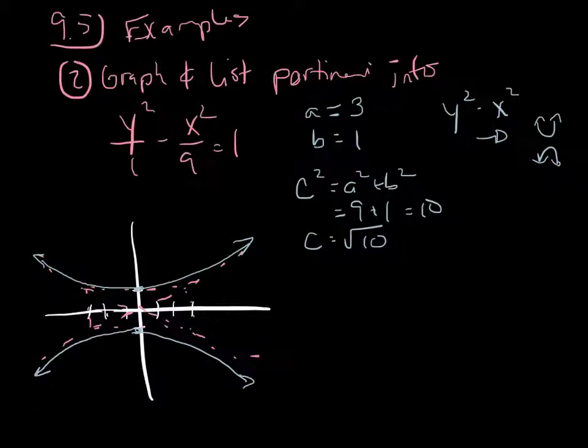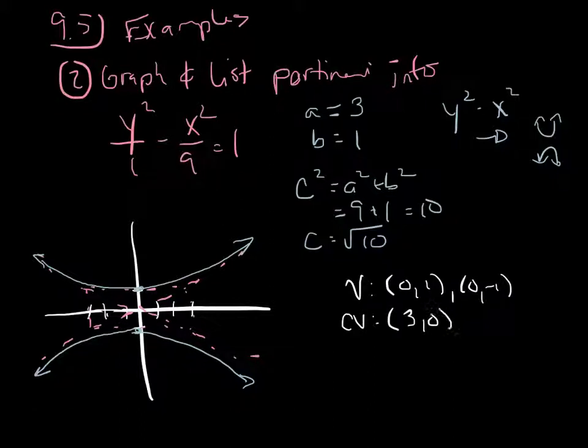Now we want to do the pertinent information, so let's go. Vertices. Vertices are up and down, so that's 0, B, so that's 0, 1, 0, negative 1. Covertices are 3, 0, negative 3, 0. Remember, the vertices are here, covertices are here. Okay, the foci, somewhere in that range there, a little over 3.